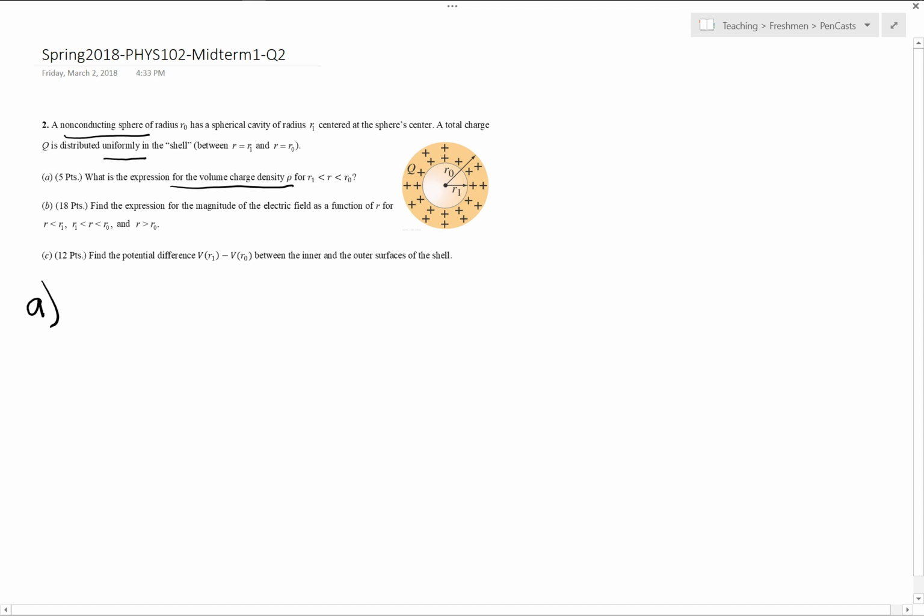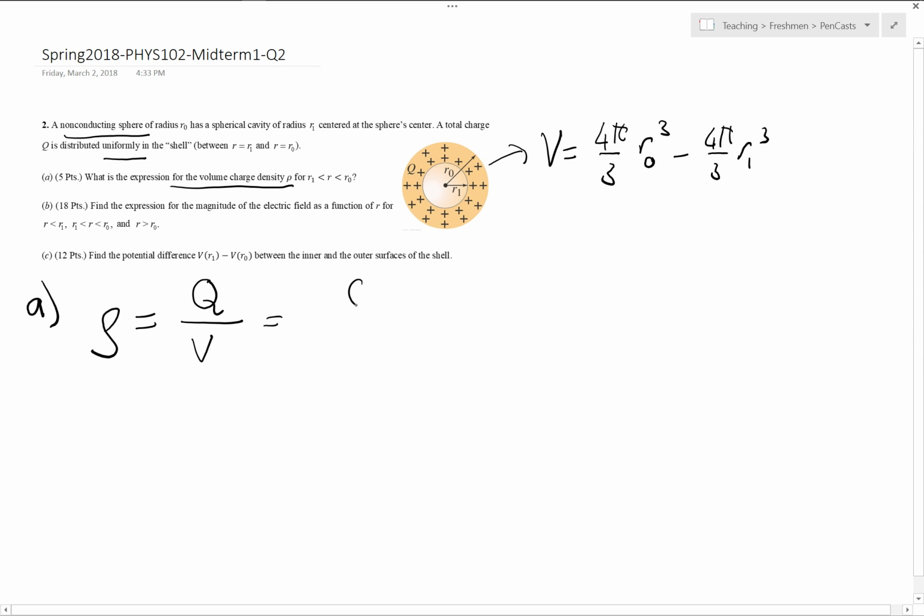Now, the first part asks us to find the volume charge density ρ. What will that be? It will be the total charge of this object divided by the volume. What's the volume of this object? The volume of this object is the volume of the outer sphere, which is 4π/3 R0 cubed, minus the volume of the inner sphere. So this is all going to be Q over 4π/3 (R0 cubed minus R1 cubed). Good.